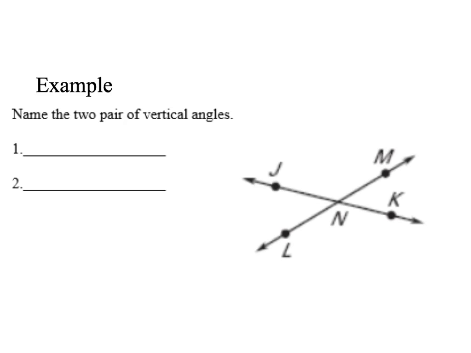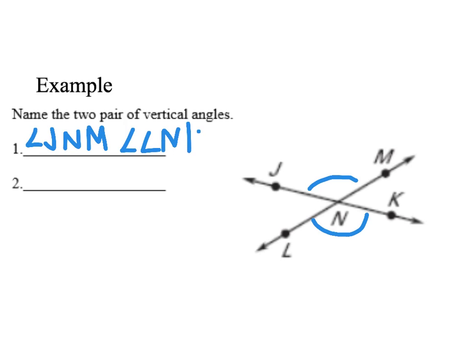Alright, so it says name two pairs of vertical angles. So we have the angles on the top and bottom. So that would be angle JNM and angle LMK. Those would be vertical. They're opposite each other, one on top of the other.